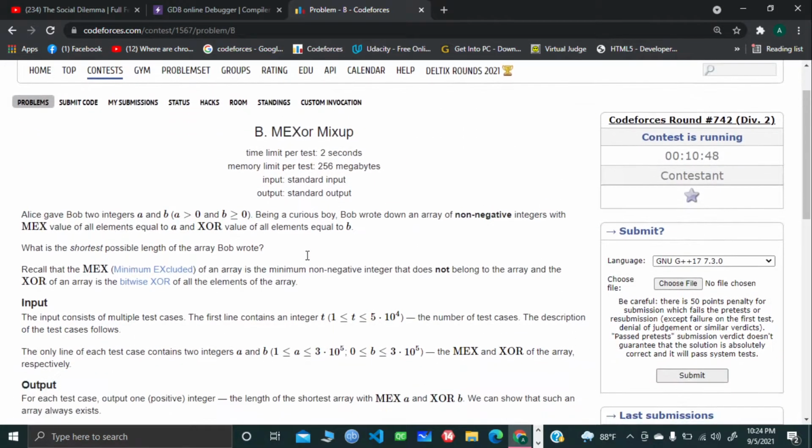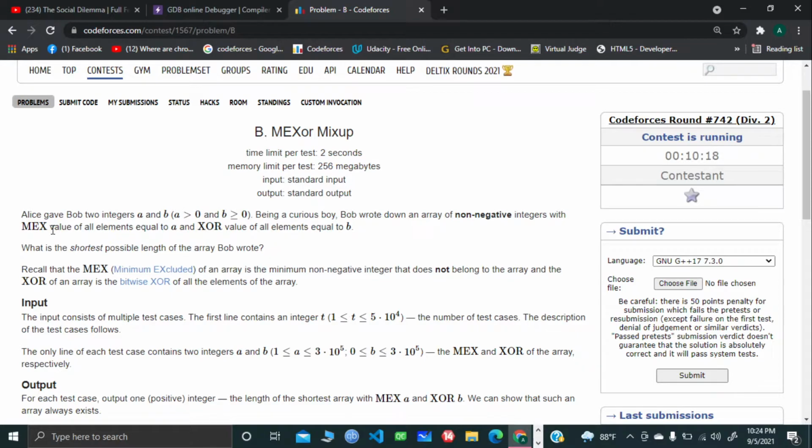I will show you why. So you have to output the shortest possible length of the array that Bob wrote, fulfilling the condition. What is the condition? The MEX of the total array has to be equal to A, and the XOR value of all the elements has to be equal to B. So this is the condition that we have to fulfill.